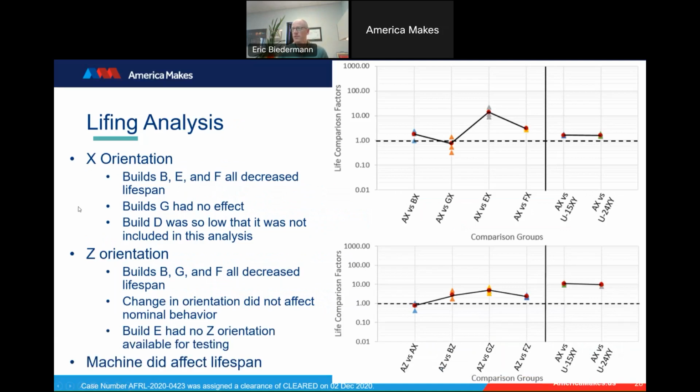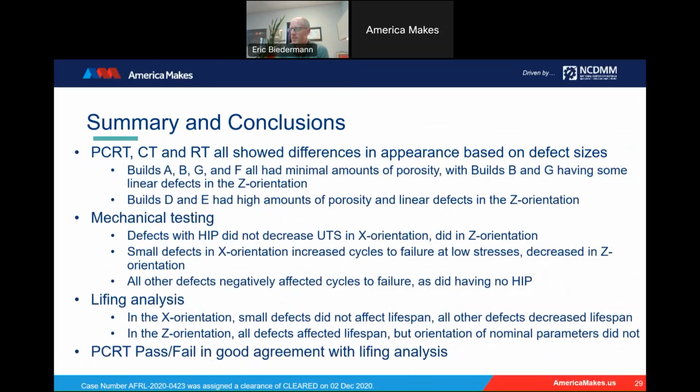Lifing analysis was also performed on this population. We did see decreased lifespan for those highly off nominal parts. We did see differences between parts that were built in the X and Z orientations. B, G, and F all had decreased lifespan, despite the fact that B and G had been subjected to HIP. And we found that overall, PCRT was in good agreement with the lifing analysis.